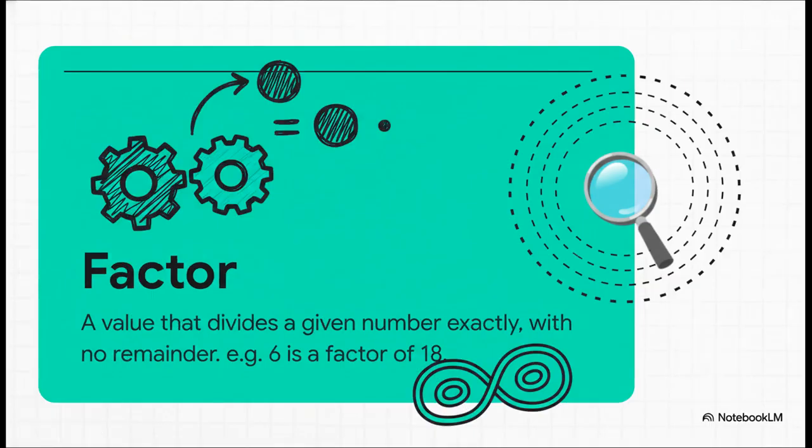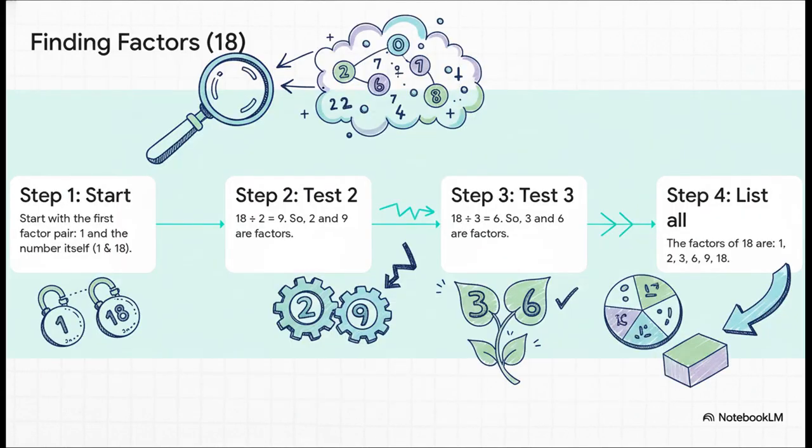Simple as that. Now for the other side of that coin, a factor. A factor is a number that divides into another number perfectly. So if 18 is a multiple of 6, then that means 6 is a factor of 18. See, they're like a matched pair. And a really important thing to remember is that any integer bigger than 1 will always have at least 2 factors, 1 and itself.